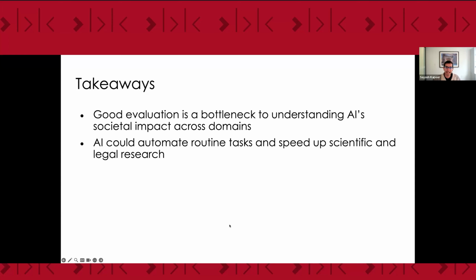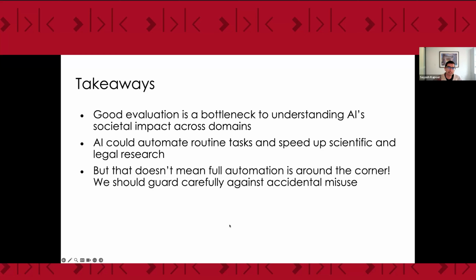A second is that AI could automate many routine tasks and perhaps speed up certain aspects of the legal and scientific research process. But that doesn't automatically mean that full automation is around the corner. In fact, AI researchers have a long history of being over-optimistic about the scope of tasks that the systems they're building can actually feasibly automate.